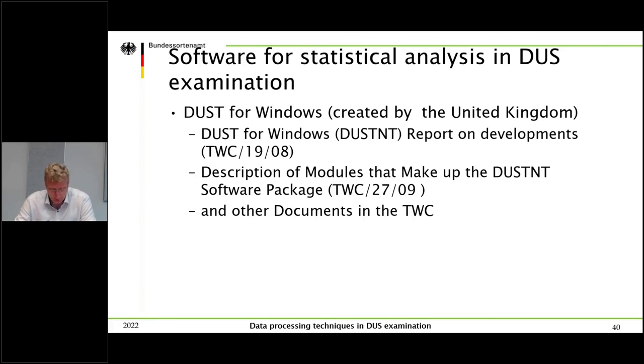They include the COI analysis, we heard it, and a wide range of multivariate analysis. This analysis reflects the history of the development of statistical approaches in DUS testing, a history driven by the need of valid approaches and efficient use of data. This history is documented in the TWC working documents. You can see some, TWC stroke 198 or TWC stroke 27 stroke 9 or other documents.